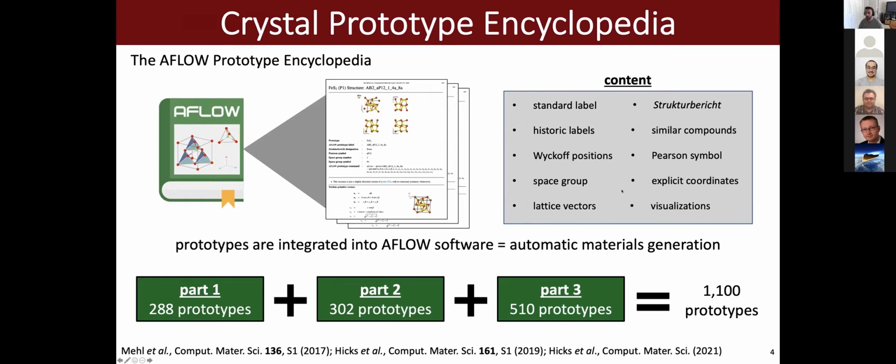We've been working on this for quite a few years in collaboration with some of our collaborators, in particular Professor Mike Mehl when he was at the Naval Research Laboratory. He started this endeavor and we joined together, and we've been building out the encyclopedia ever since. In part 1 we had 288, and we've added about 300 in part 2, and part 3 was recently, it's currently being printed for publication, and we've added another 510. That brings us to this 1,100. And again, these are available online as well.